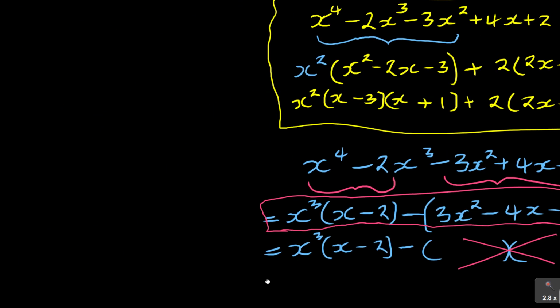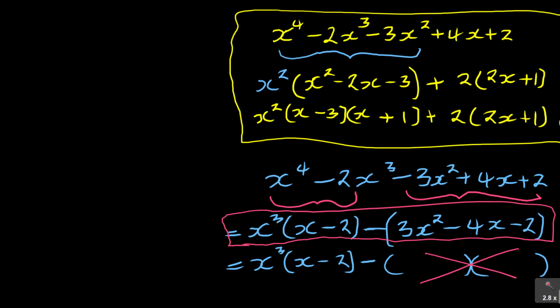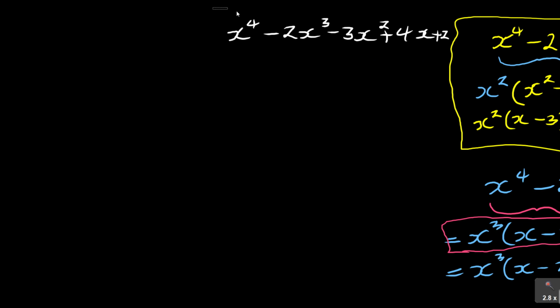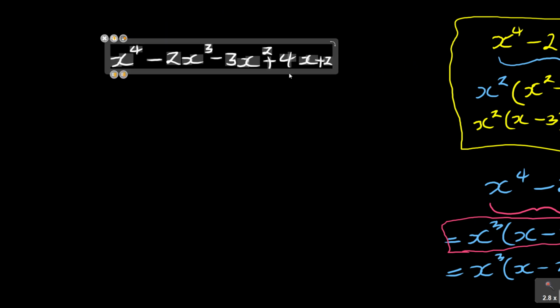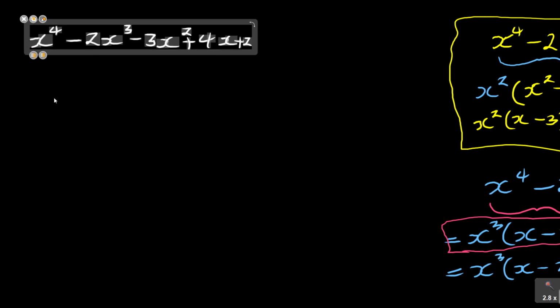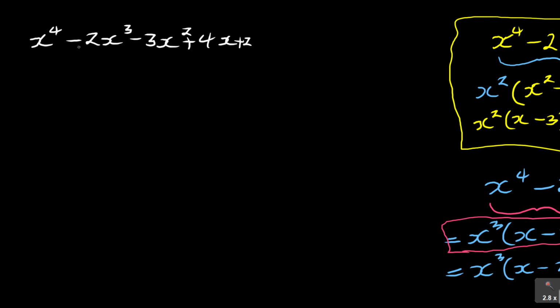Now let's try another one. What are we having? We have x to the power of 4 minus 2x to the power of 3 minus 3x squared plus 4x plus 2. Unfortunately, it kind of forces you to work. The examiner has something in mind, an end in mind, when they bring such questions. So you have to try and see what they were trying to work out.